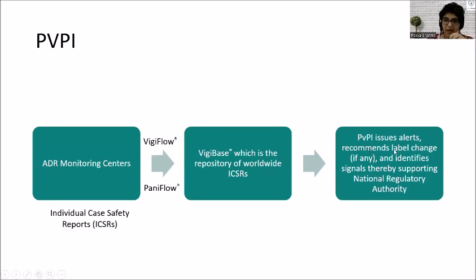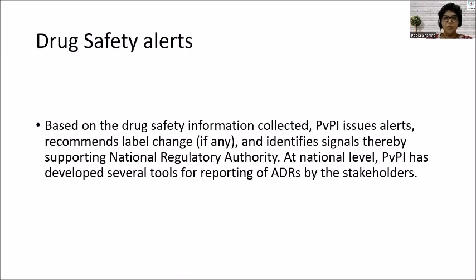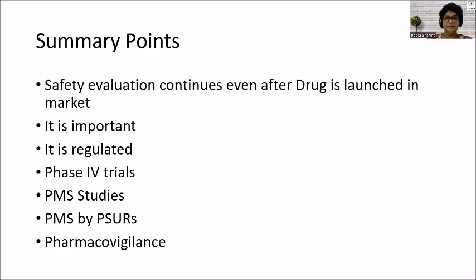And then PVPI can issue alerts, recommend label changes. So if there is any signal identified, any adverse event that is seen in a bigger picture, then the Pharmacovigilance Program of India issues alerts, recommends changes of labels, identifies these signals, and informs the National Regulatory Authority, the CDSCO, wherein the changes are then corrected. So based on the drug safety information collected, the PVPI issues alerts, recommends label changes, identifies signals, and supports the National Regulatory Authority for recommending these changes.